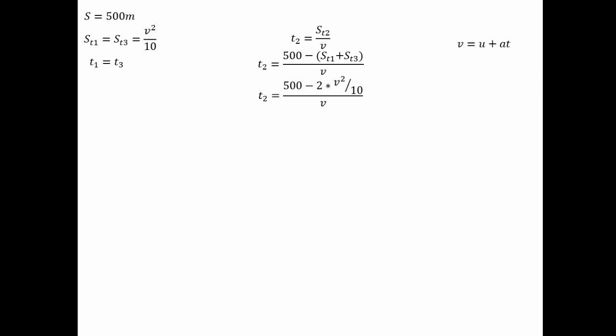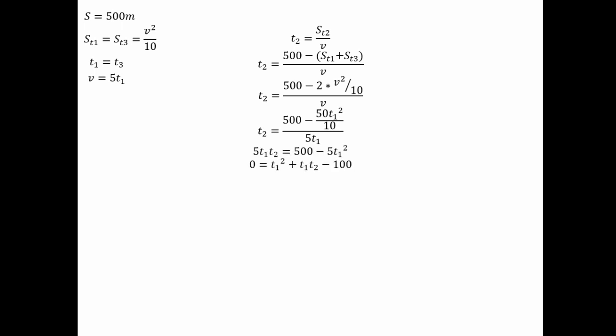We know that v is equal to u plus at. So v is equal to 0, because in our first case the initial velocity is equal to 0, plus acceleration, that is 5, times t1. So v is equal to 5 t1. So now we write it in the corner and then use it in the substitution for t2. So t2 is equal to 500 minus 50 t1 square by 10, over 5 t1, and we simplify that. So we get this quadratic equation where t1 works as a variable x.